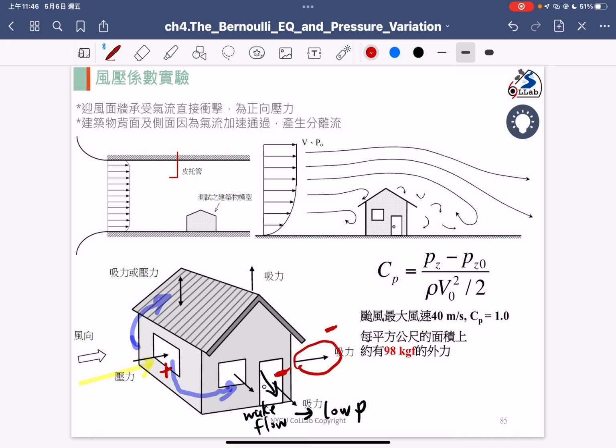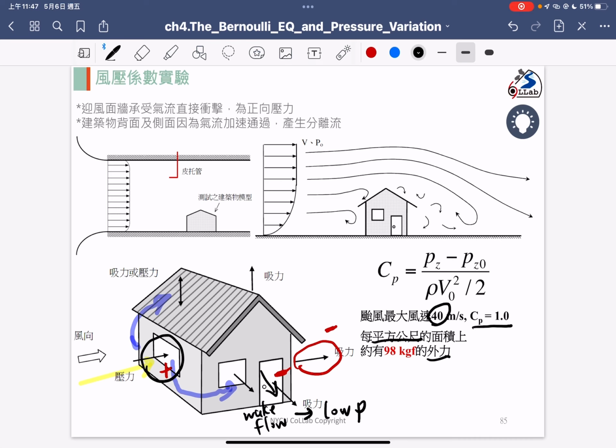Okay, so I have one very quick exercise. As I mentioned, in the typhoon period, you have a higher speed of 40 meters per second, and in that case, we're trying to understand the pressure distributions along the house. So we assume the CP is 1, as indicated here, and we would like to calculate the force per meter square. How large is the force per meter square?